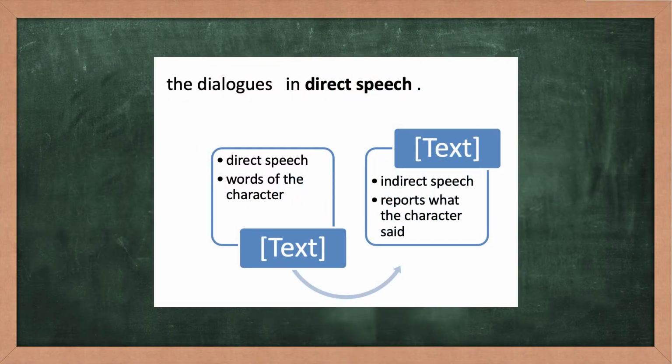When you read a story, you see the dialogues in direct speech. In direct speech, you see the exact words of the character, and they are enclosed in double quotation marks. But when you put that into indirect speech, when you narrate a story, we only report what the character said. So the double quotation marks are gone and certain changes happen to the way they are put down in writing.